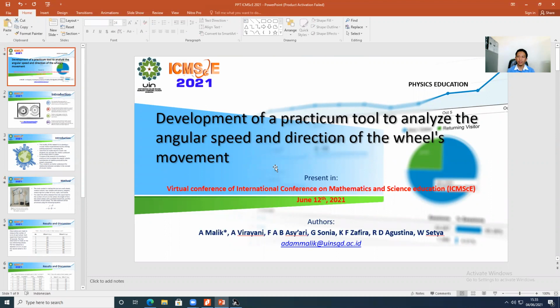I want to introduce, my name is Malik. At this time, I want to share my result. The result is the development of a practicum tool to analyze the angular speed and direction of the wheel movement. My team is Malik, Pierani, Ashari, Sonia, Jafira, Agustina, and Setia. We all come from the Department of Physics Education, UIN Sunan Gunung Jati, Bandung.